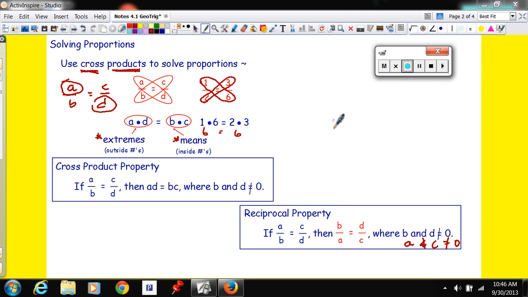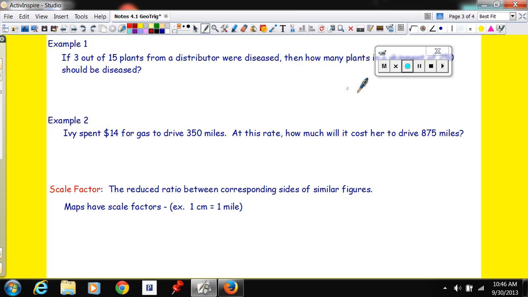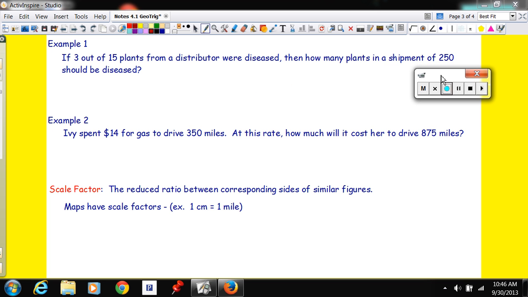Again, like I said, these will be on there, so you can always pause it if you need to or go back to it or whatever. Okay, a couple of examples. I can go back at the end.